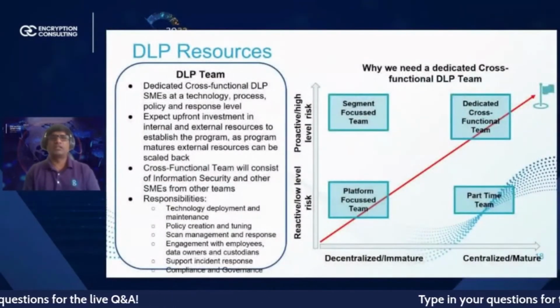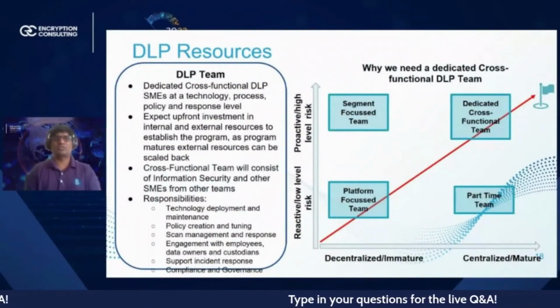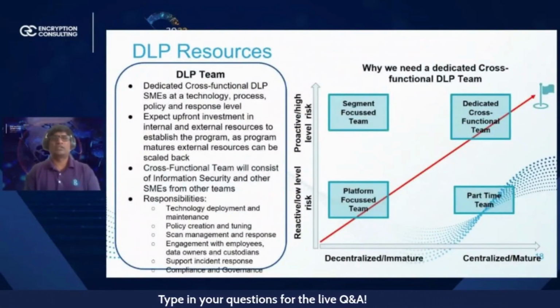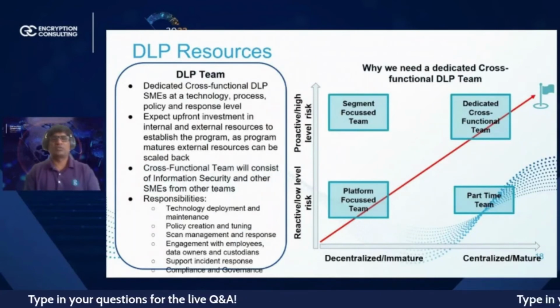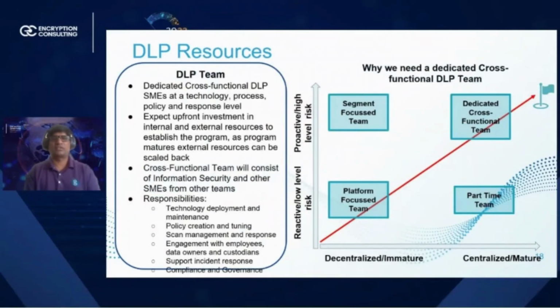And from a DLP resources perspective, there should be a cross-functional team that makes sure they are focused around the solution. Initially you could have a third party who can provide the support, and later over a period of time, as you mature, the external resources can be scaled back. It's always recommended to have a dedicated cross-functional team with clear roles and responsibilities laid out about the technology deployment and maintenance, and how the processes need to be addressed from a compliance and governance perspective.